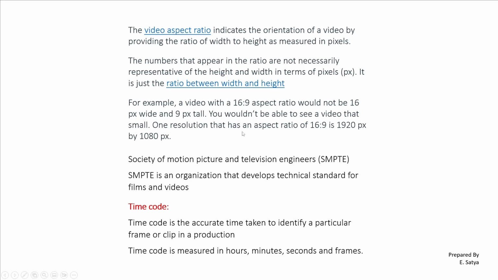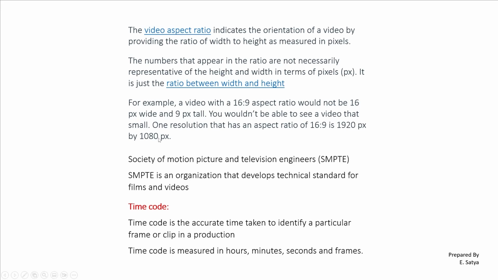Here, one resolution that has an aspect ratio of 16:9 is 1920 pixels by 1080 pixels. This means what? It's a full HD file. This measurement is 16:9, so 1920 by 1080 pixels, right?